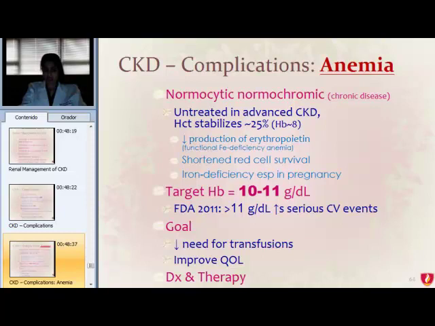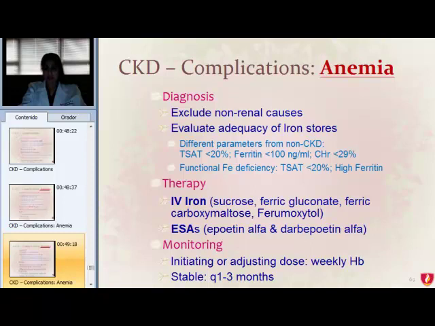We don't want to increase their hemoglobin above 11, and the FDA recently issued an advisory that a hemoglobin level of greater than 11 in these patients increases the risk of serious adverse cardiovascular events without any additional benefit. And so the hemoglobin in these patients should be maintained between 10 and 11. And therapy usually is IV iron, and in some studies, it's been shown that despite normal iron levels, in some patients, IV iron infusions can help improve their hemoglobin.